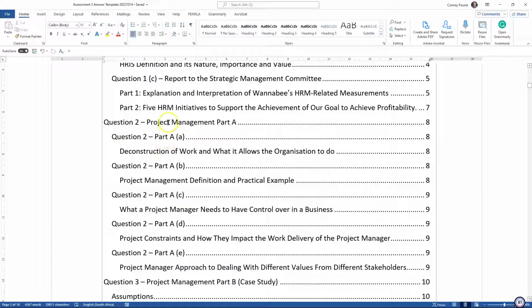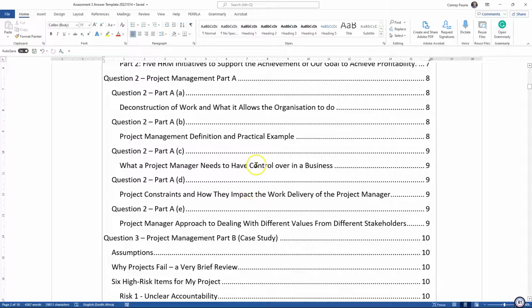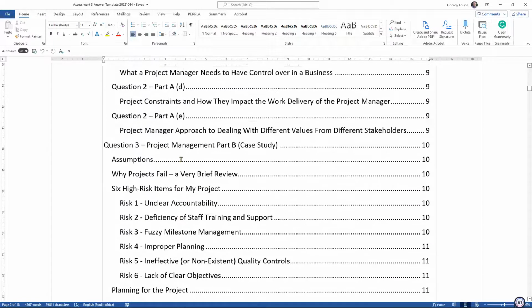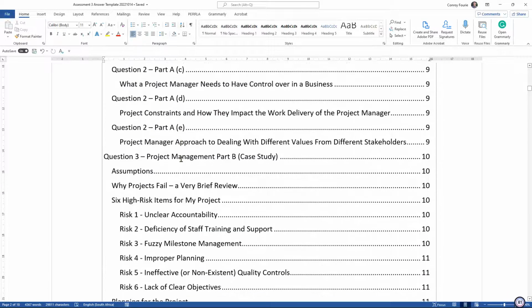about the deconstruction of work, the project management definition, and what the project manager needs to have control over in a business. And then question 2, part D, is project constraints and how they impact the work delivery of the manager. And then part E as well, project manager approach to dealing with different values. So those are the ones that I discussed earlier in part A.